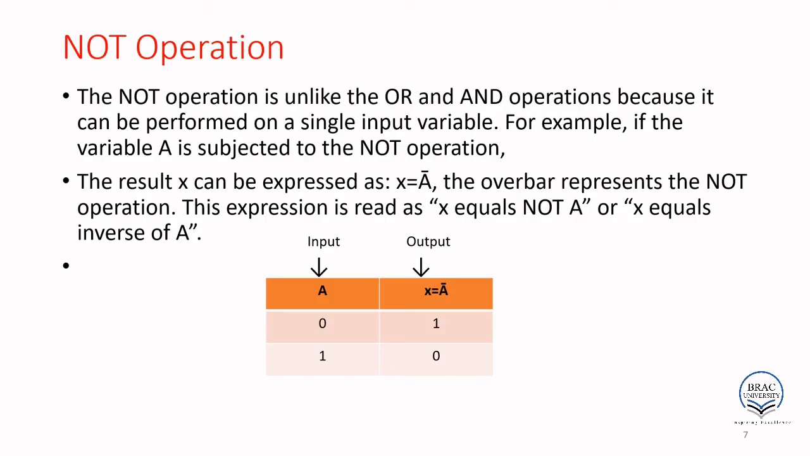Say you have input A and output will be A bar, which means if you have input 0, the output will be 0 bar, which means 1. Input 1, output will be 1 bar, which means 0. The inverse of the input.